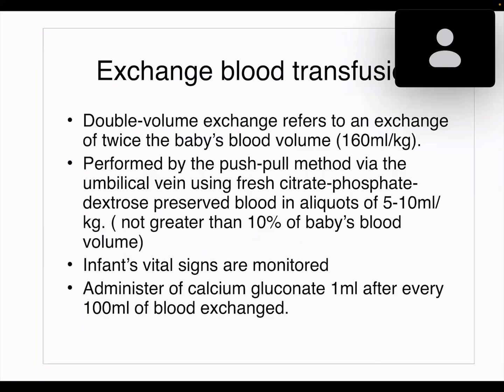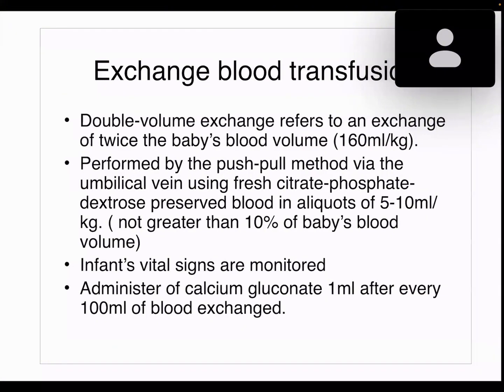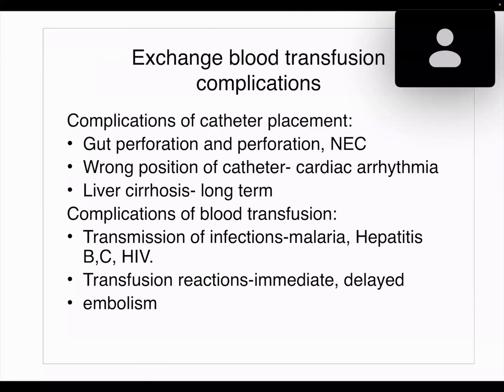These are just the explanation of the exchange blood transfusion, which is basically done with a push and pull method, done in early course. Then a small quantity of blood is pushed into the baby to prevent any form of complications of blood transfusion. There are also some complications of exchange blood transfusion in this baby, like gut perforation, wrong position of the catheter, and transmission of some other form of infection.